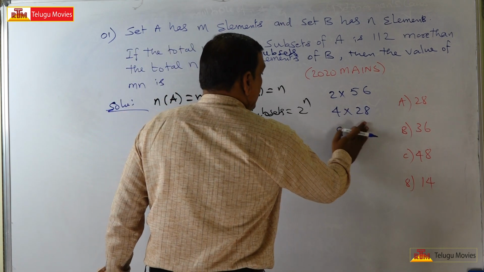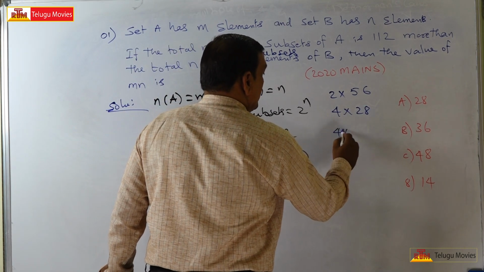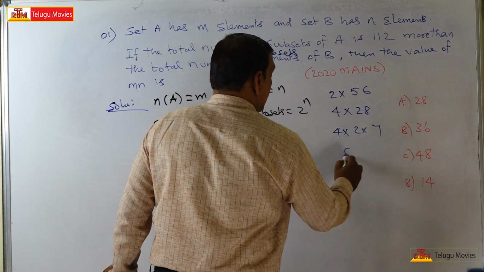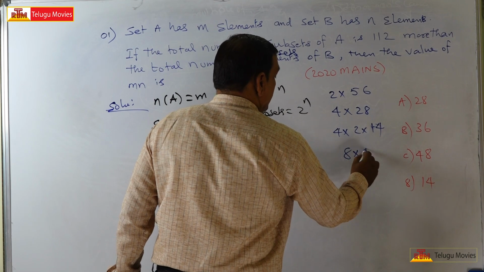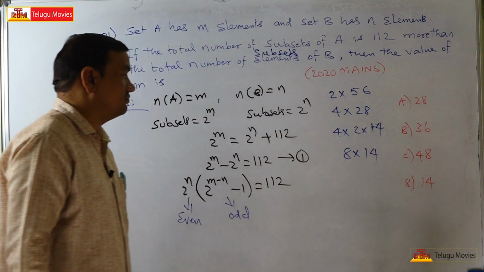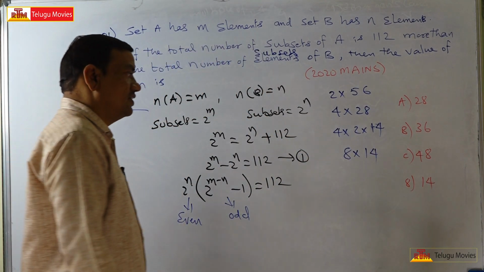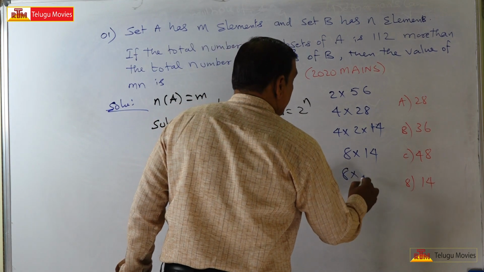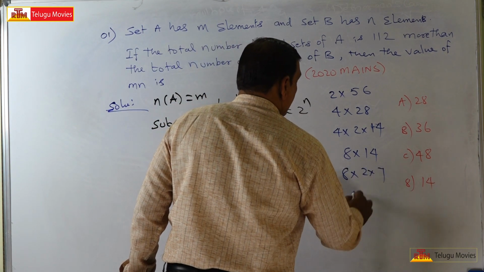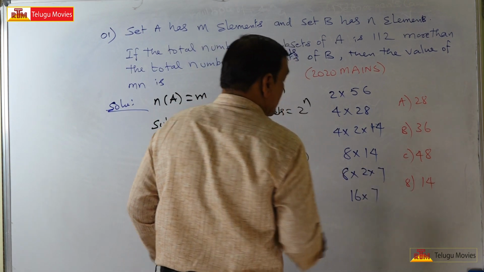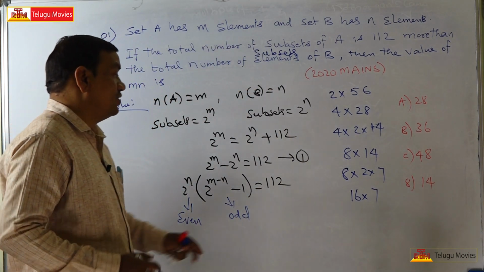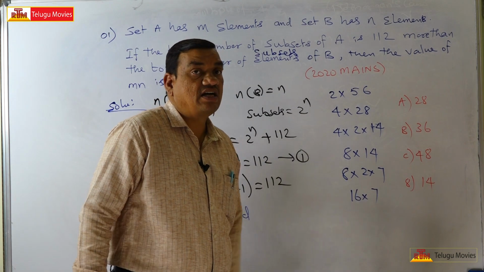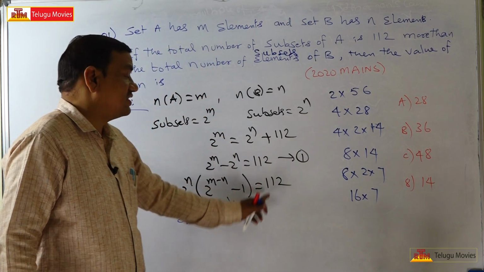You can write it as 4 into 2 into 7. 4 twos are 8, 8 into 14. Now both are even numbers, so this is also not possible. Next, 8 into 2 into 7, that is 16 into 7. Can you write it like that? Yes, we can write it. 16 sevens are 112.